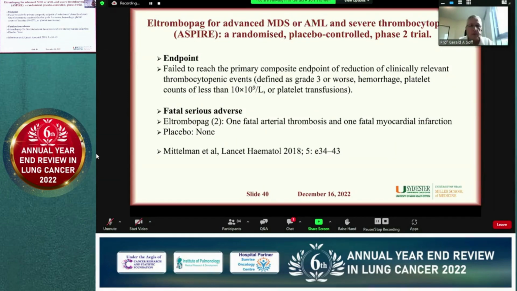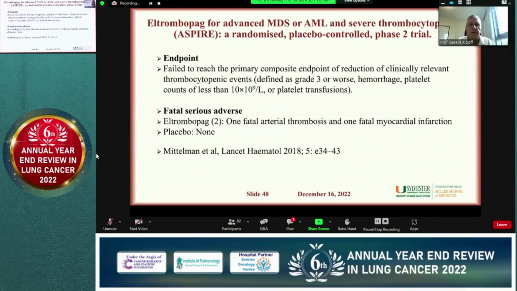But again, there were 2 fatal serious adverse events in the eltrombopag arm, 1 fatal arterial thrombosis and 1 MI, and the investigators felt these were probably study drug related, and none of those events occurred in the placebo arm. So again, no benefit and significant concern about harm.